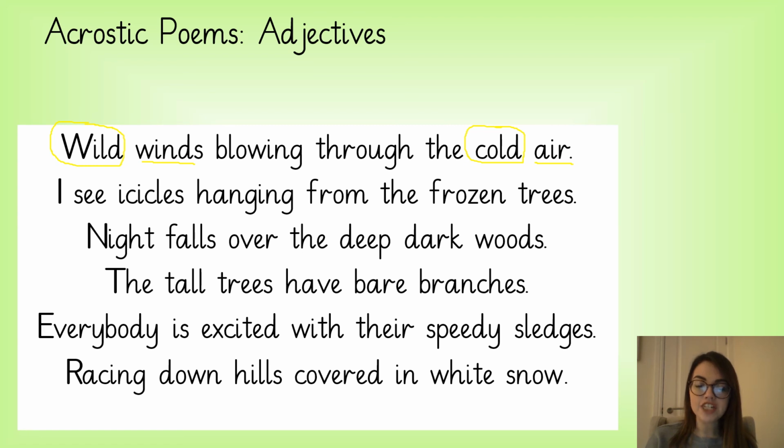I'd like you on your activity sheet to circle those 2 adjectives, just like I've done on the screen. We don't need to underline the noun, so I'll rub those 2 lines out. We just need to circle our adjectives. Okay, now let's look at the next line. I see icicles hanging from the frozen trees. What word is our adjective in this sentence? Remember, we need to look for the word that is describing something.